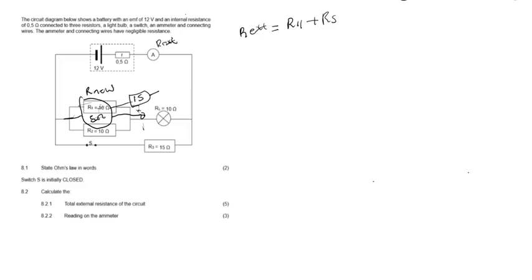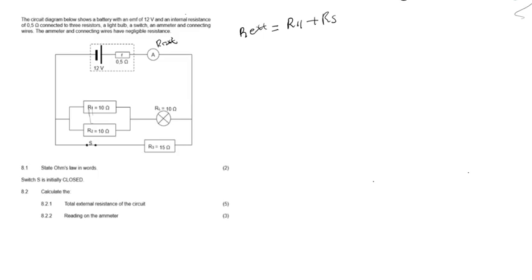Now we have to combine these two using the parallel formula, because you can see that this is on one side of the bridge and this is the other side of the bridge. So you need to combine these two using the parallel resistance formula. Hopefully everything is clear.